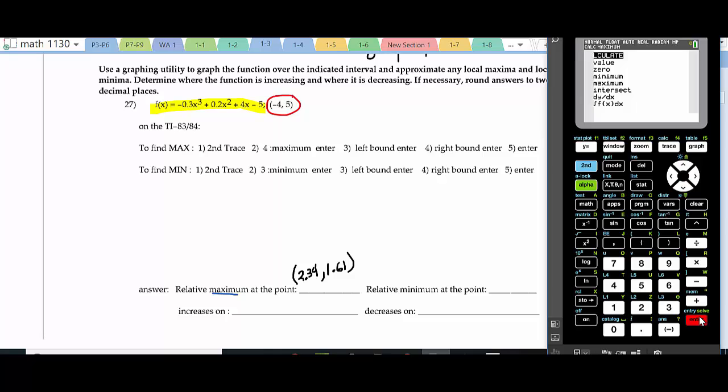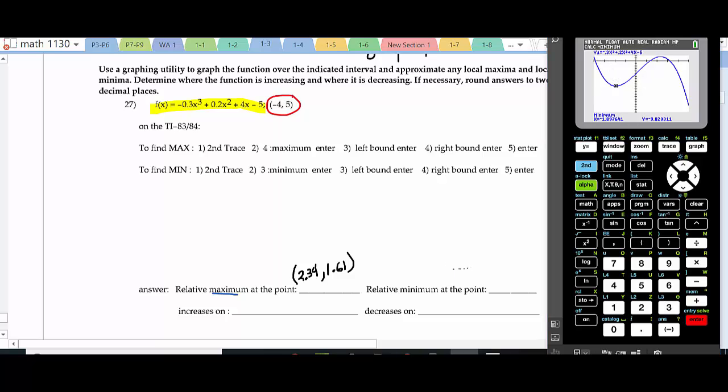Press enter, and you do the same thing. Use your left cursor key to get to the left of where that minimum is, and just repeat the same process I did. This calculator is a little slow sometimes. Just get a little bit to the left of it, and then press enter. Now for a right bound, get a little bit to the right of it. Press enter. Then press enter one more time, and it'll tell you you've got a minimum. When it says guess, press enter.